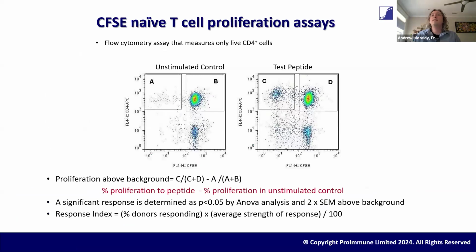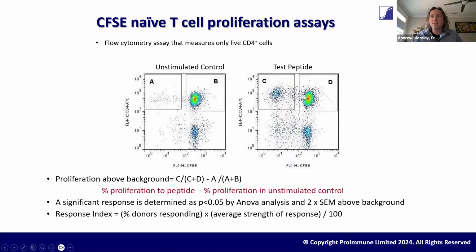And so just diving into that a little bit deeper. This is what it looks like when you have an unstimulated control. On the y-axis you have your CD4 response, and on the x-axis you have your CFSE dye. And so these cells in the B quadrant are high dye positive CD4 T cells. And again, as they proliferate, you're getting less dye in each proliferative event. And so those move over here, and these represent the proliferated cells. And so what we're able to do is look at percent proliferation as a function of what comes over here in quadrant C over the total population of C and D together.